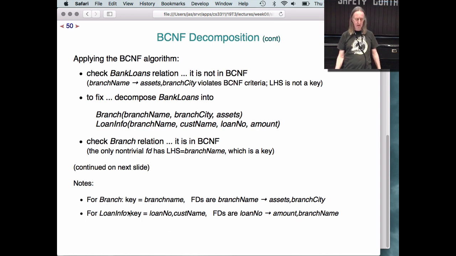Oh yeah, alright, just to note, once I've got this relation schema, I know that its key is branch name because there's only one applicable functional dependency, this one here, and that tells me the branch name is the key. Similarly for loan info.